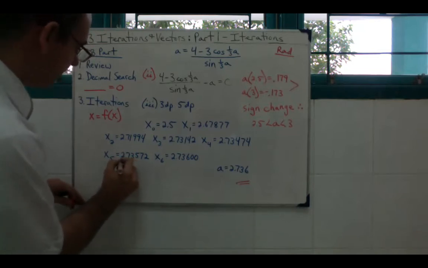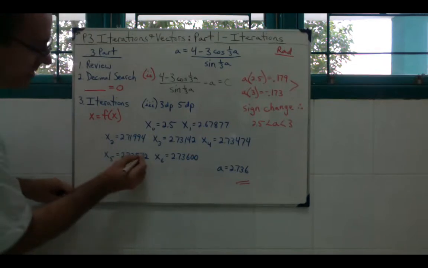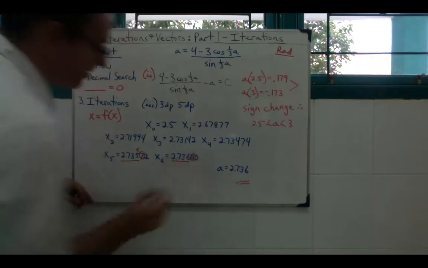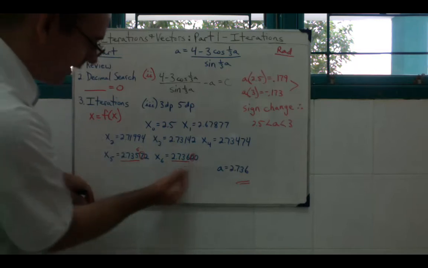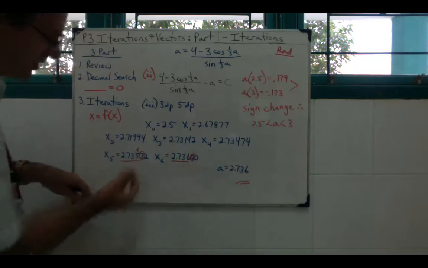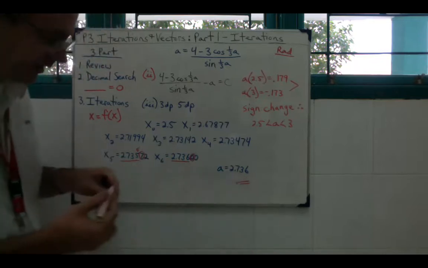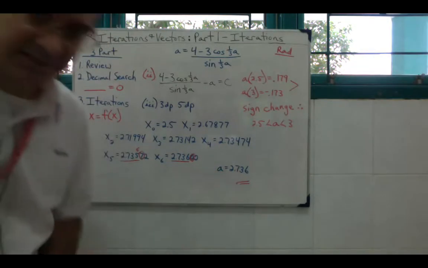So when we're looking at 3 decimal places, here we have 2.735, and the 7 will round it up to a 6, and here's 2.736, and it's not going to go any lower than the 0. So here we have 6 at the low end, and we have rounds up to 6 on the high end. So 2.736 is accurate to 3 decimal places.